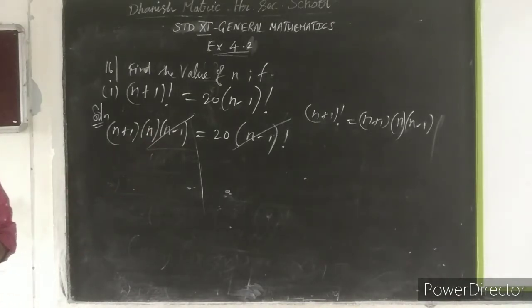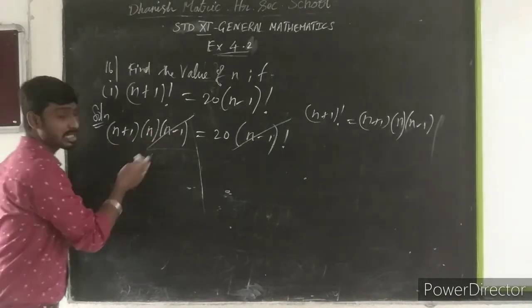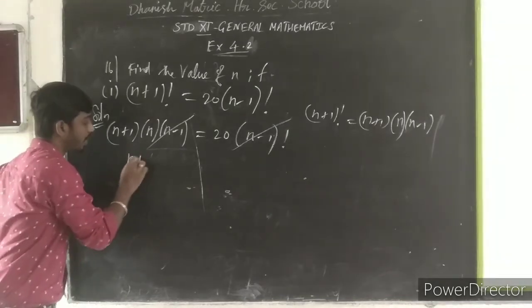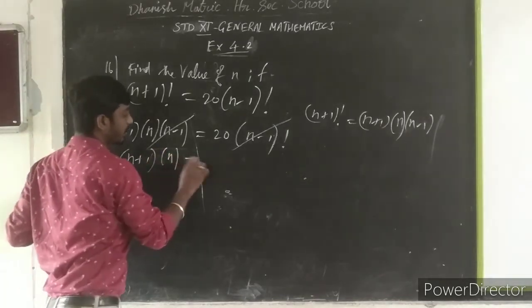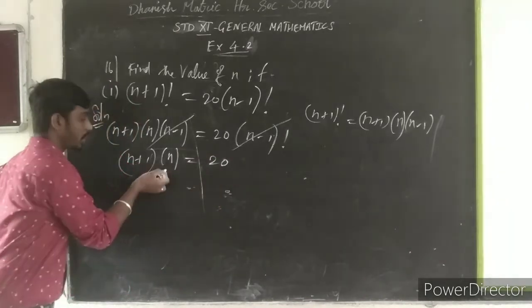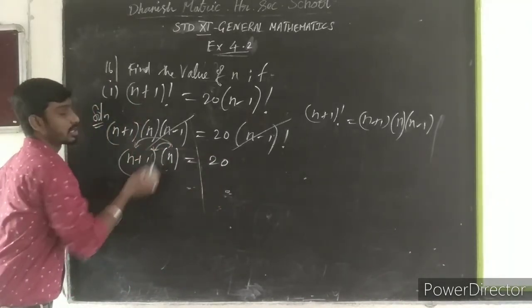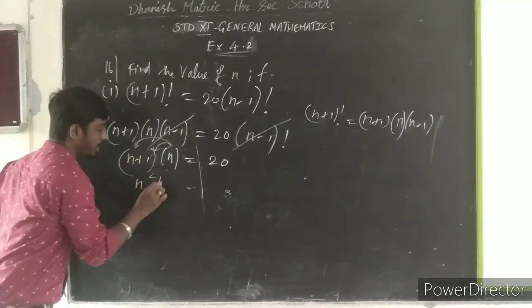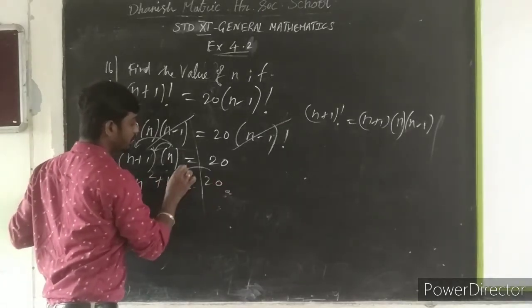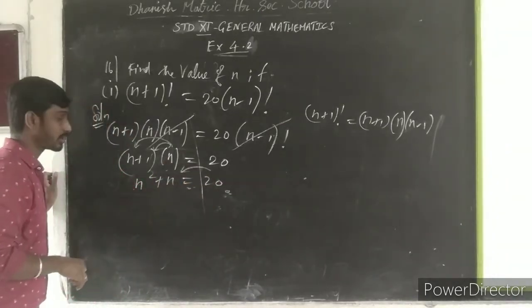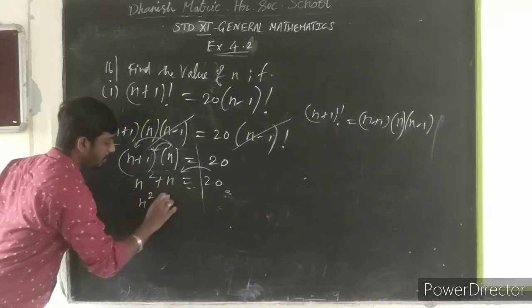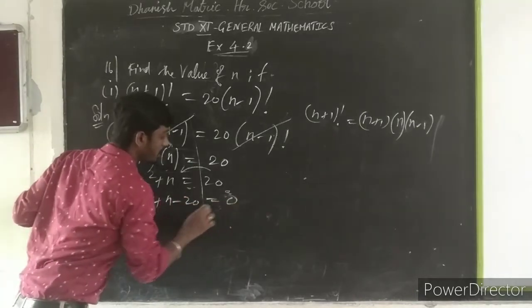What are the remaining values you are getting here? That is (n+1) into n equal to 20. So now multiplying this n into this one, we are getting n square plus n equal to 20. This plus 20 goes outside, and we change it into n square plus n minus 20 equal to 0 here.